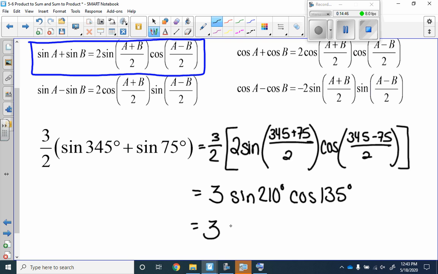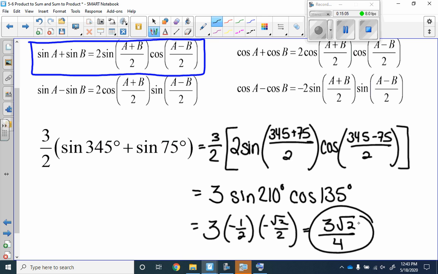So we go to our unit circle, and sine of 210 is negative 1/2. Cosine of 135 is negative square root of 2 over 2. And now if I just simplify, we end up going to get a positive 3 square roots of 2 over 4.